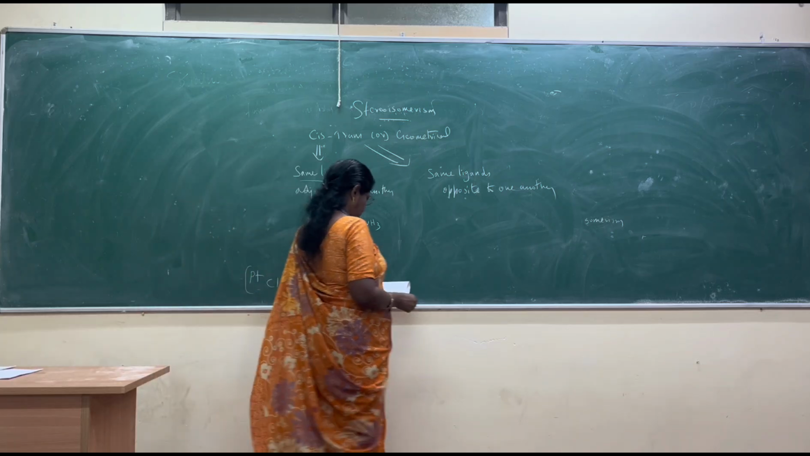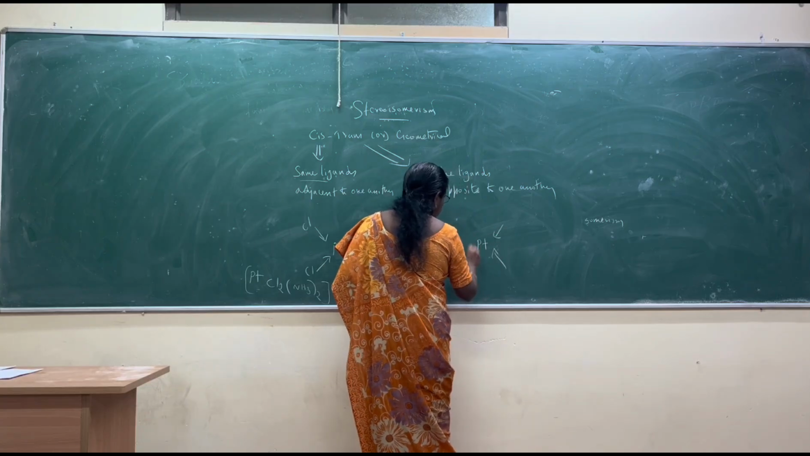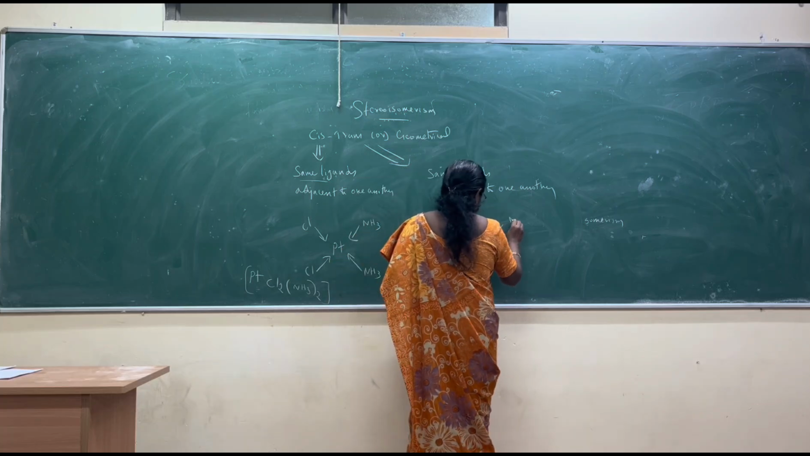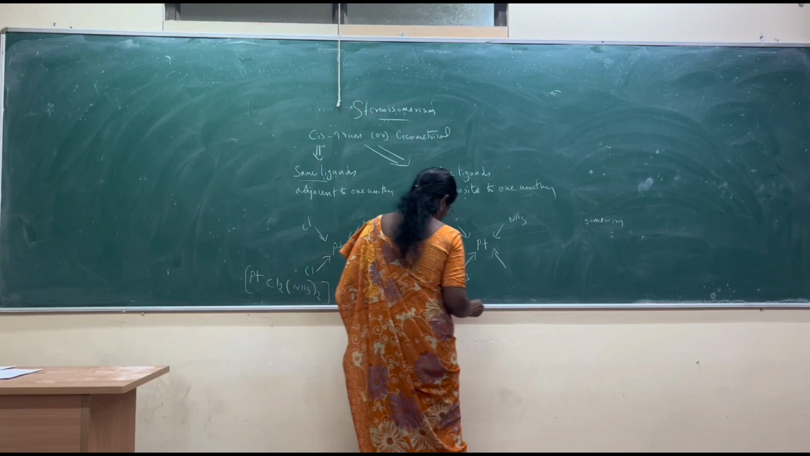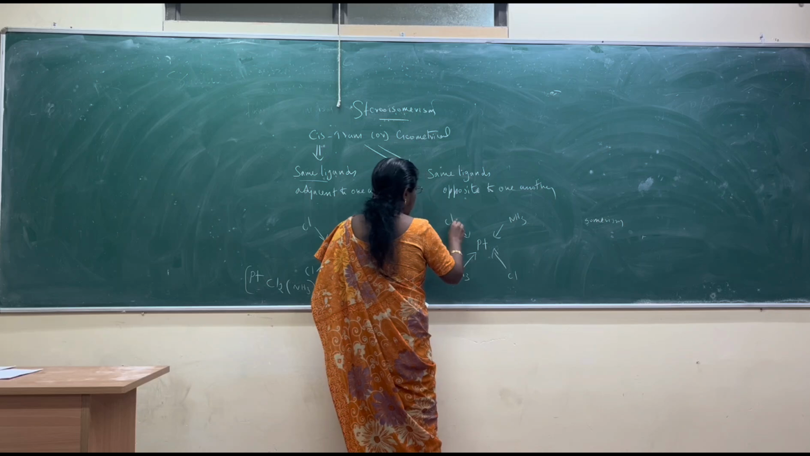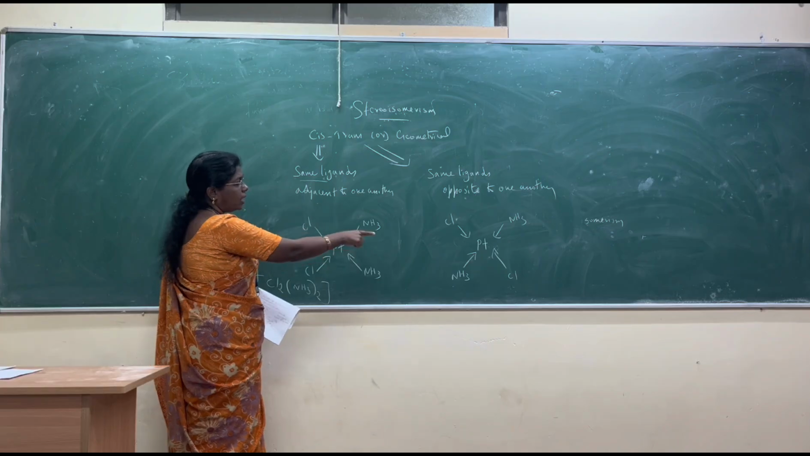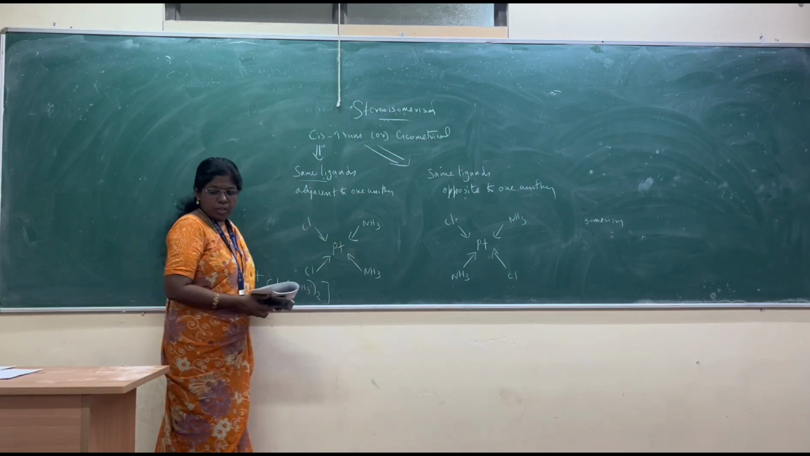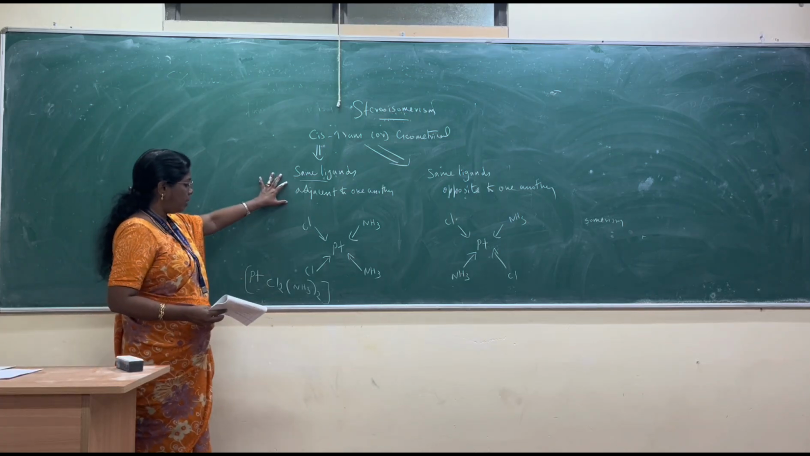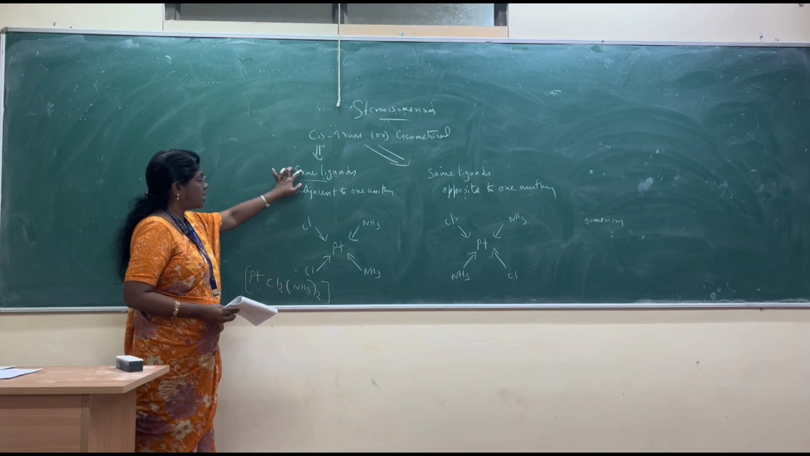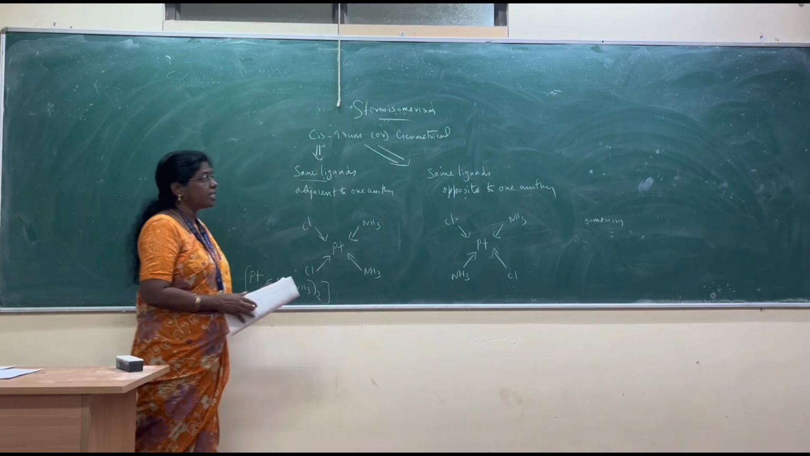Whereas trans isomerism, the same ligands opposite to one another, is called trans isomerism. So this is geometrical isomerism, or cis-trans isomerism. Same ligands adjacent to one another is called cis, whereas the same ligands opposite to one another is called trans isomerism.